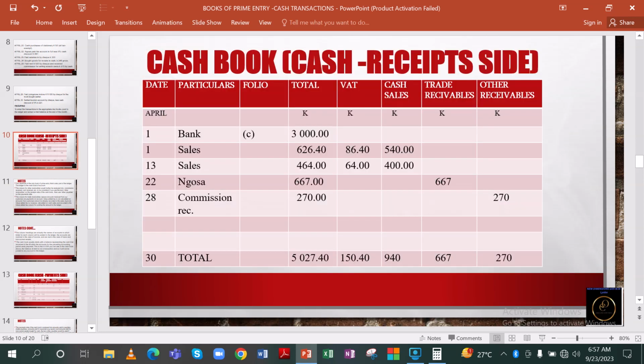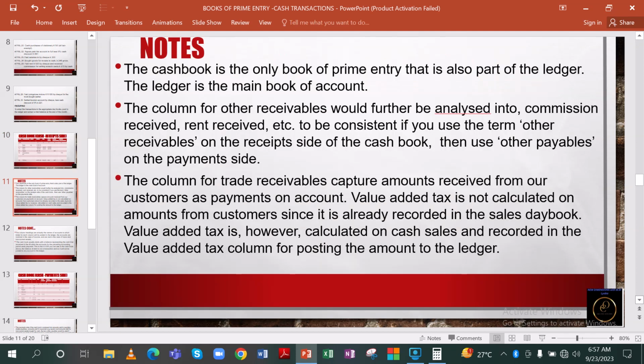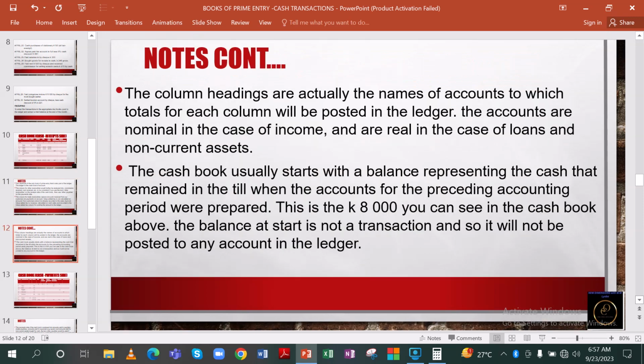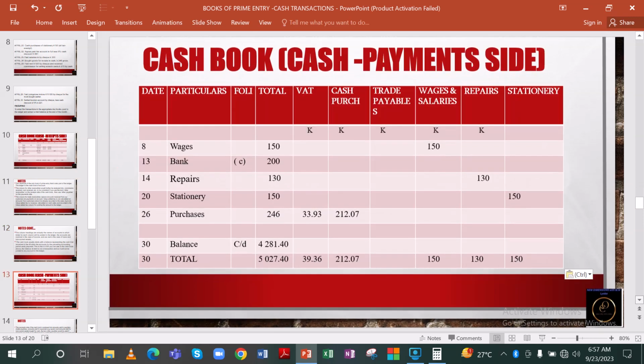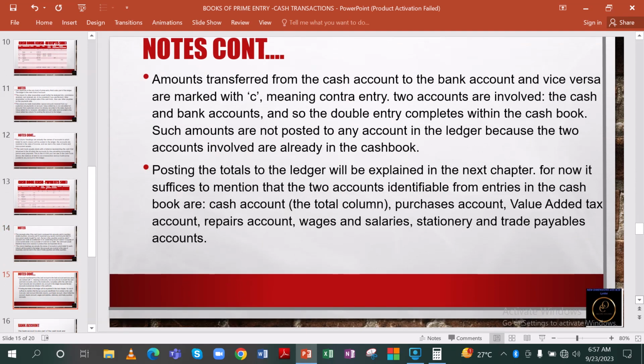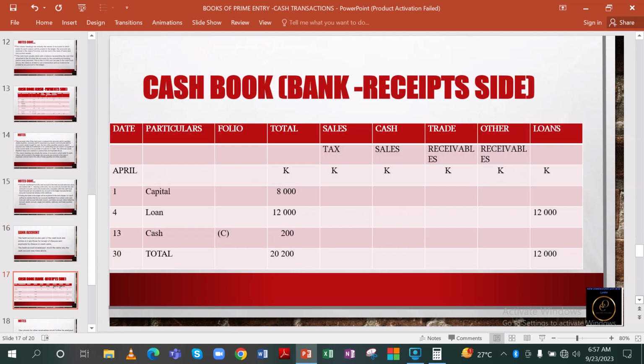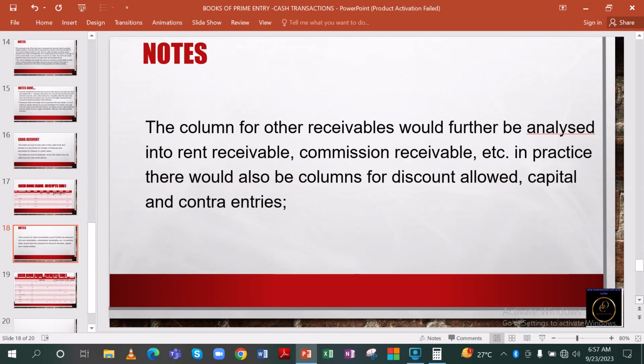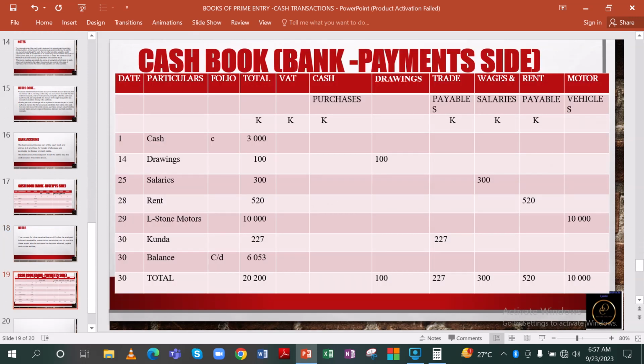Okay, 270 captured here as the commission. We also go to the bank payment side, the cash book bank payment side, where the rentals are going to be captured or listed as a payment. Rental 520 captured here as a payment. Okay, so that's what we have for that.